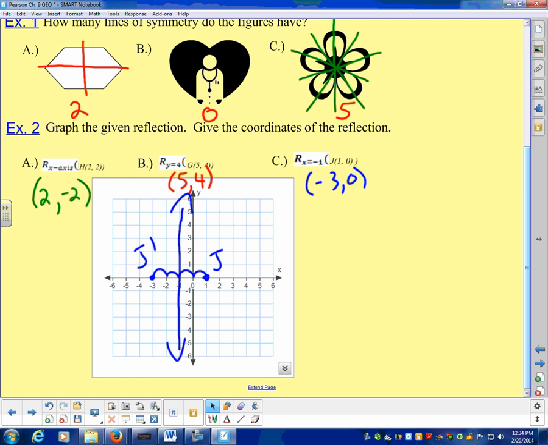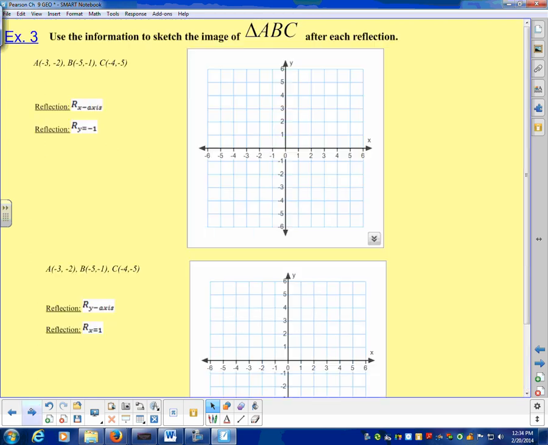All right, any other questions on this? All right. This is example 3. Use the information to sketch the image of triangle ABC after each reflection. So we're going to draw a triangle and then reflect it. Triangle ABC: A is at -3, -2. B is -5, -1. And C is -4, -5.